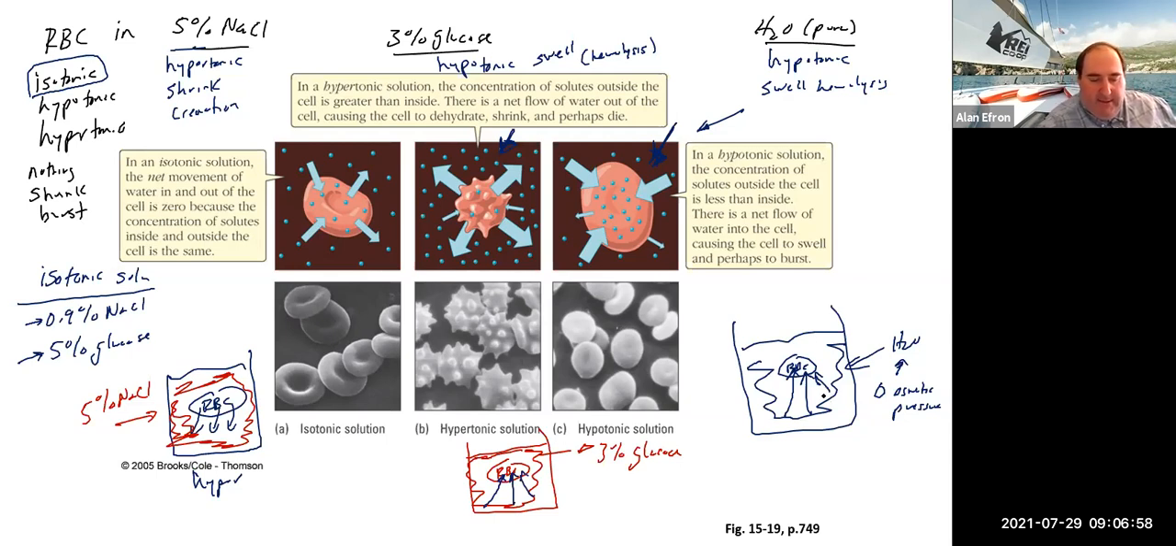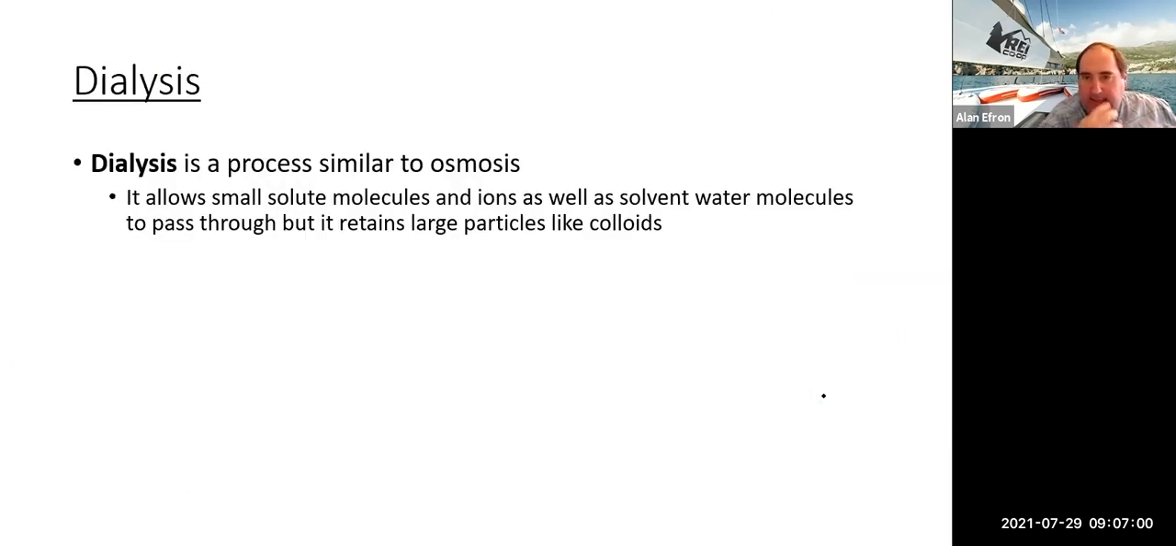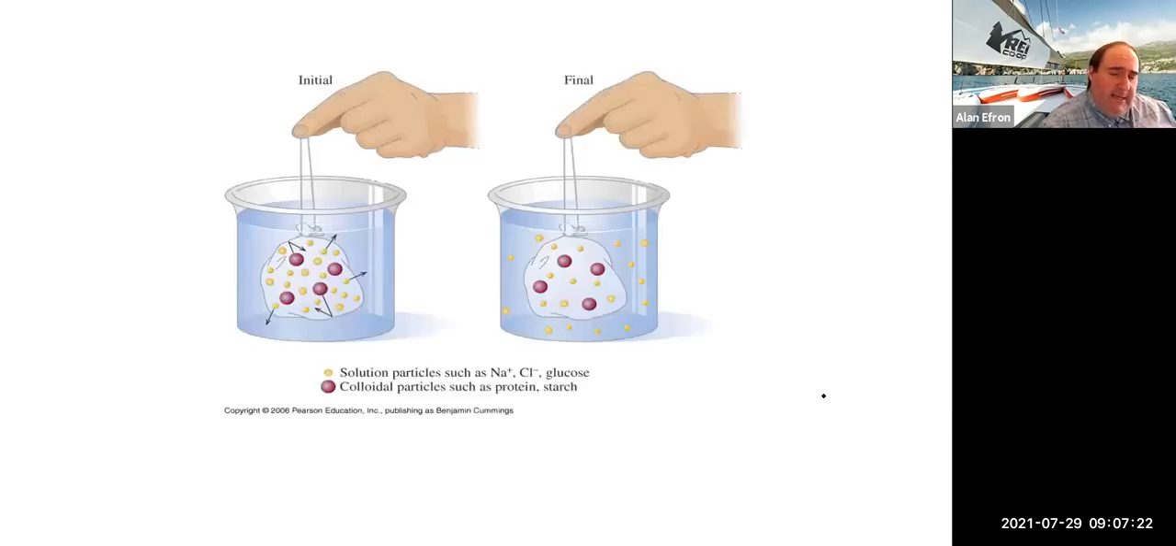Okay, the last thing we're going to talk about in this chapter is dialysis. Dialysis is a process similar to osmosis. It allows certain size molecules and ions, as well as solvent molecules, to pass through, but retains large particles like colloids. It's like size exclusion, where there are holes that allow certain things to flow through. Here, this is like a dialysis bag, for example. It's going to allow the smaller particles to pass through, while the really larger ones are out of luck.